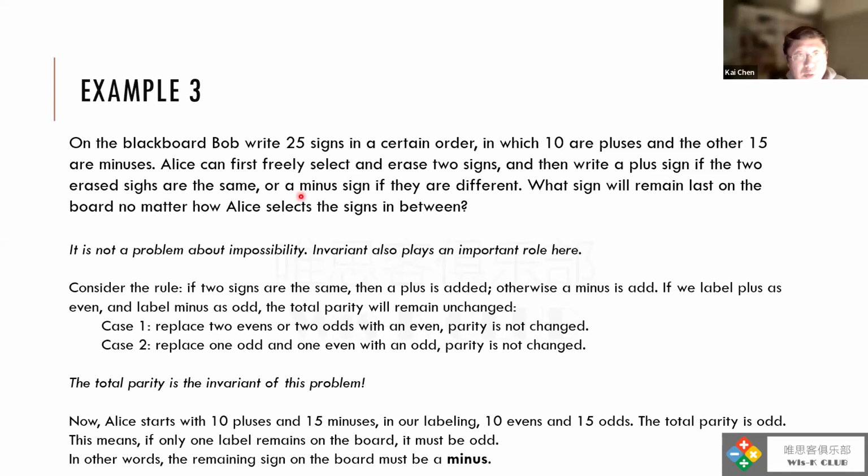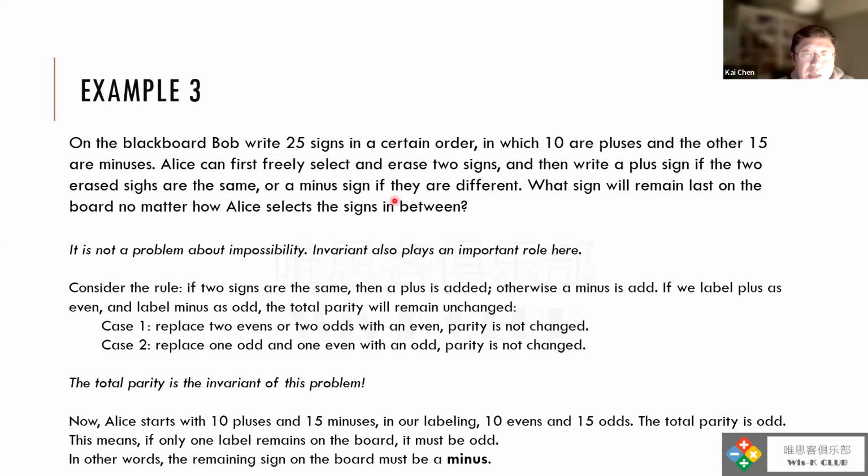So basically, after 1 round, the number of signs decreases by 1, because 2 are erased and 1 is added. At the end of the day, it will result in only 1 sign on the blackboard, after 24 rounds. So it's asking which sign remains last on the board. And this is apparently independent of how Alice selected the signs, in any order.